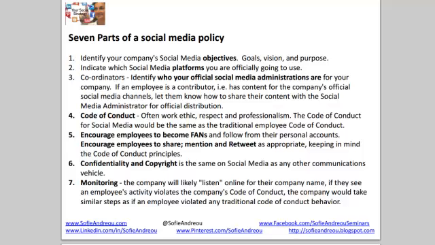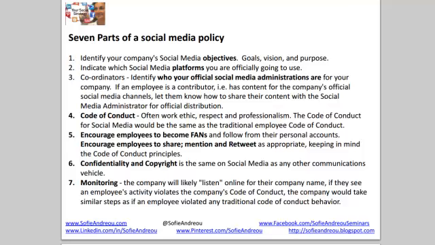Code of conduct, often work ethics, respect, professionalism. They need to know how they're supposed to behave on social media, and which language to use. The code of conduct for social media should be the same as their traditional code of conduct. Encourage employees to become fans. You can't force them, but if employees have their own Facebook human page, their own profile, you should encourage them to like the company. In the old days, we called it fans. Encourage employees to share, mention, and retweet as appropriate, again keeping in mind the code of conduct principles from Step 4.